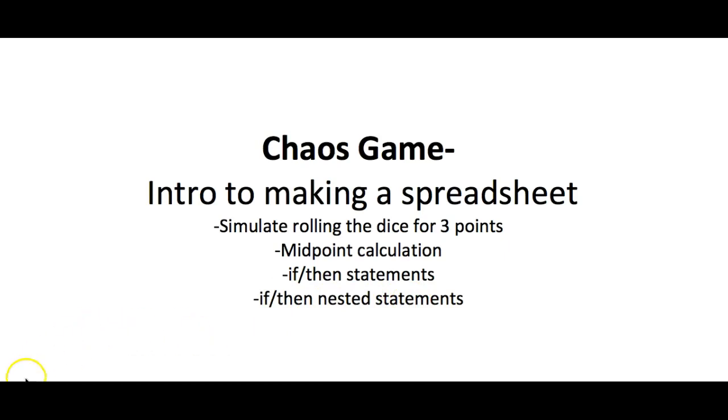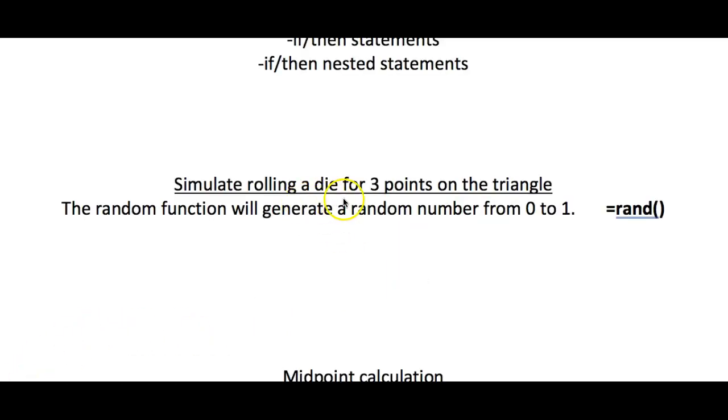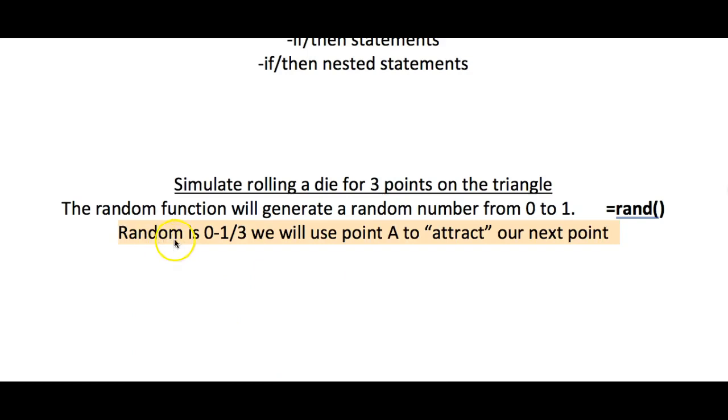Those are the things you're going to need. So let's simulate rolling a die for the 3 points on the triangle, namely A, B, and C. The random function will generate a random number for us from 0 to 1. On the spreadsheet, you put a formula: equal, rand, open parenthesis, close parenthesis. And what we'll end up with then is a random number.